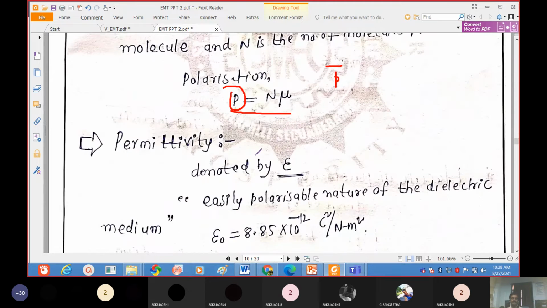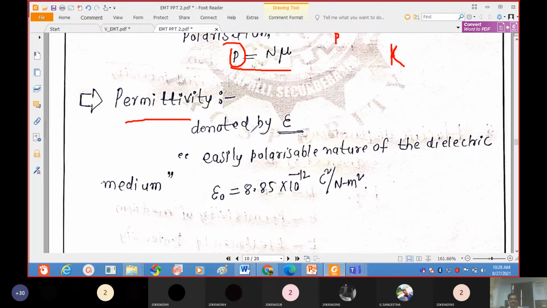Now coming to the permittivity. Why are we discussing permittivity here? Different dielectric materials have different dielectric constants, and for explaining the dielectric constant, we have to know the permittivity. What is the definition of permittivity? It is denoted by epsilon. Permittivity is the easily polarizable nature of a dielectric medium. Already we said that dielectric materials are polarized.